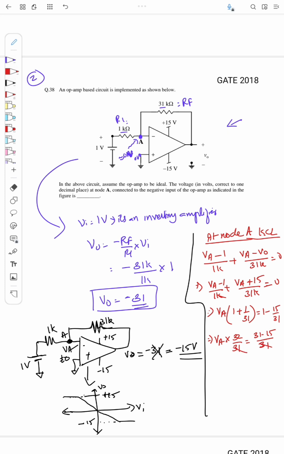Okay, so what will be Va? Va will be equal to 31 minus 15, which is 16, and that by 32. So this is 1 by 2, or it is equal to 0.5 volt. So Va is actually 0.5 volt, not 0. Okay, so the answer is 0.5 volt. Yeah. Okay.